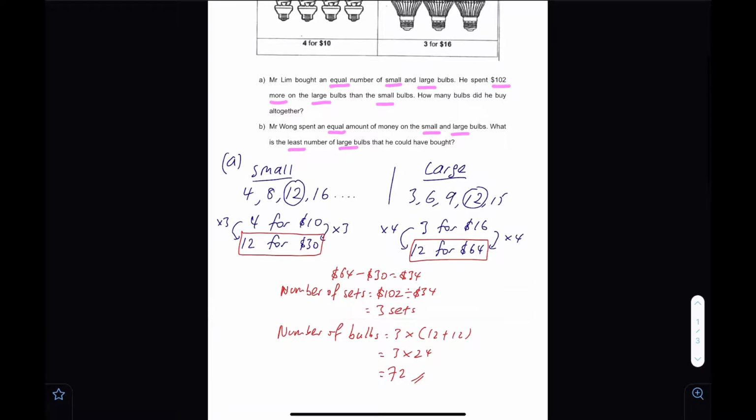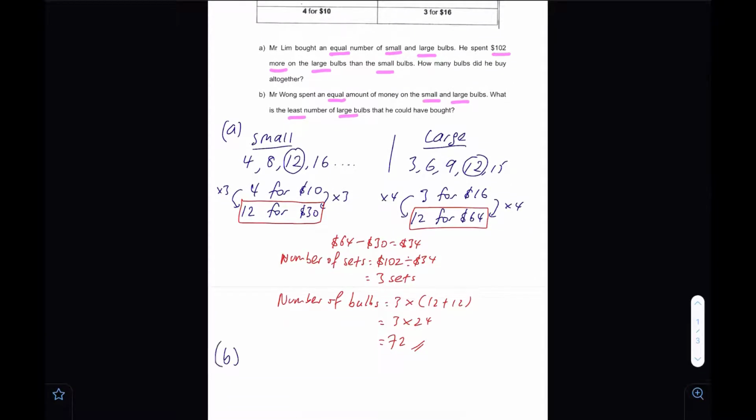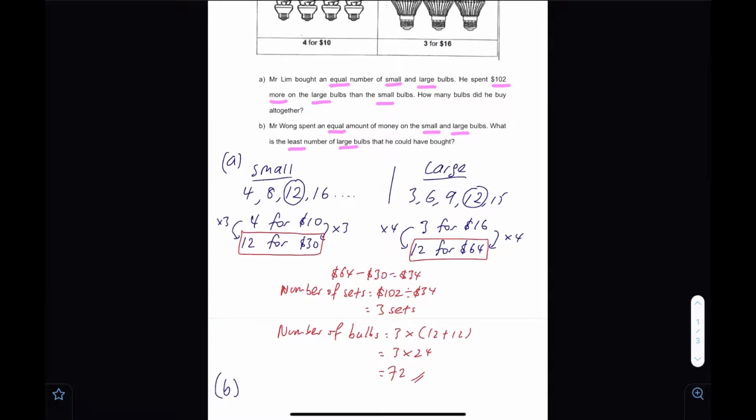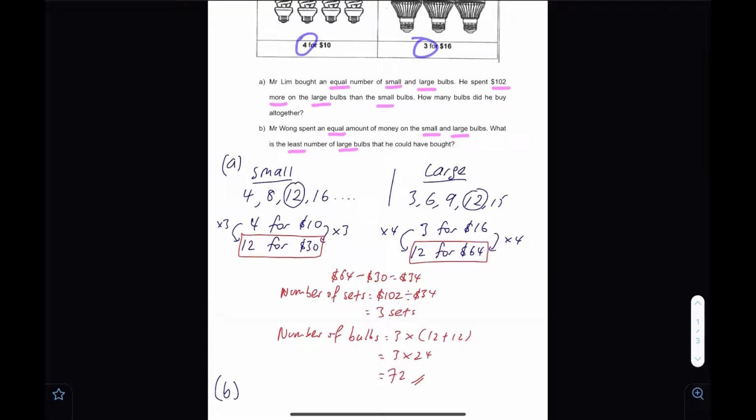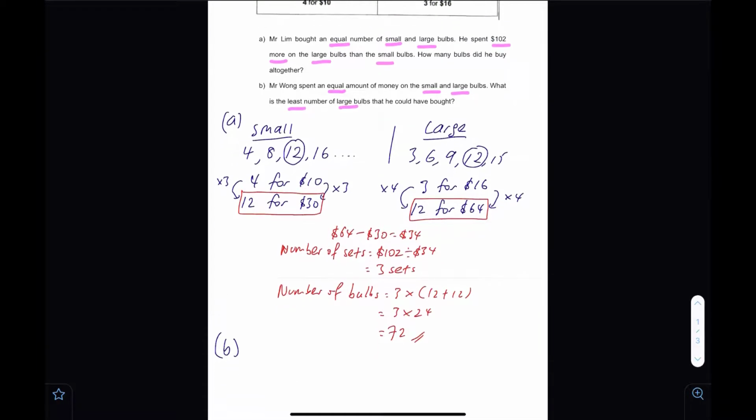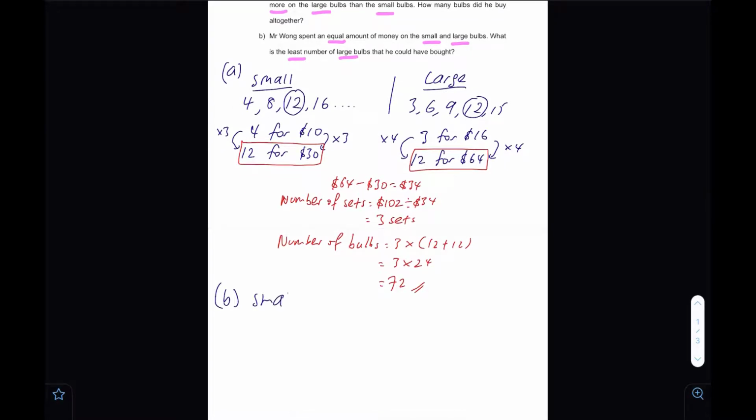Now for part B, similar concept, but instead of making the 4 and 3 the same, we need to make 10 and 16 the same. Alright. So again, we need to find, in this case, the lowest common multiple, because the question is asking for the least number of large bulbs that you could have bought. You cannot just take 10 times 16. You need to really find the lowest common multiple of 10 and 16.